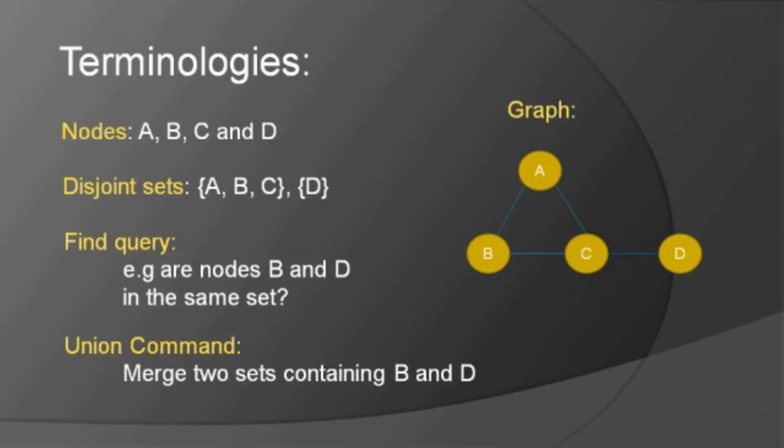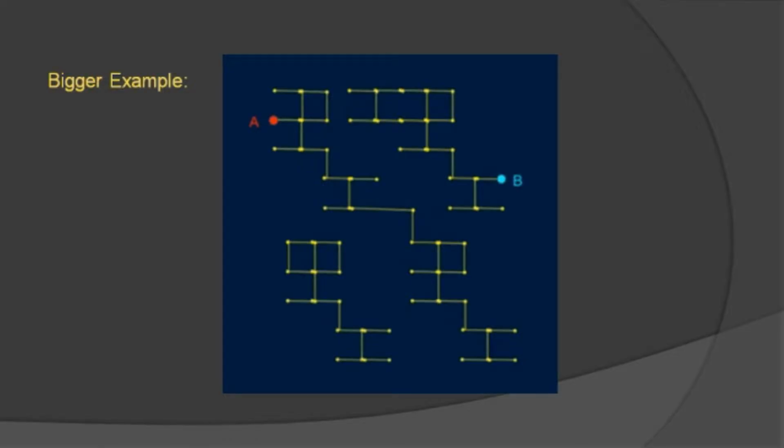You see, this is why it is important. For example, look at this network and we ask if A and B are in the same connected set. You can see here they aren't, but imagine a bigger network and asking the same kind of question.